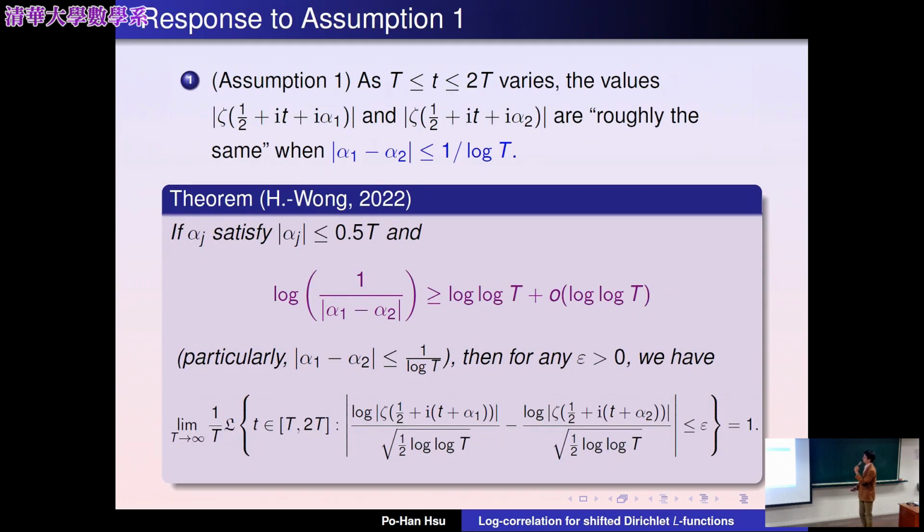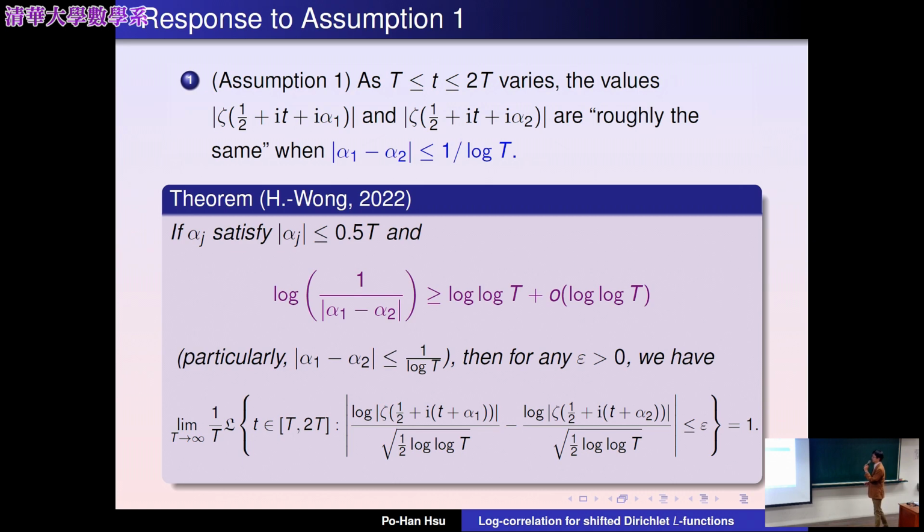Alright, so now let's see how we respond to Harper's assumption. And what is Harper's assumption? Assumption 1: you let capital T be fixed and large, and you consider the interval capital T to 2T. You let little t vary in between, and you observe this function, the absolute value of zeta of half plus it plus i alpha 1. Of course, alpha 1 and alpha 2 are given, and then they are roughly the same.